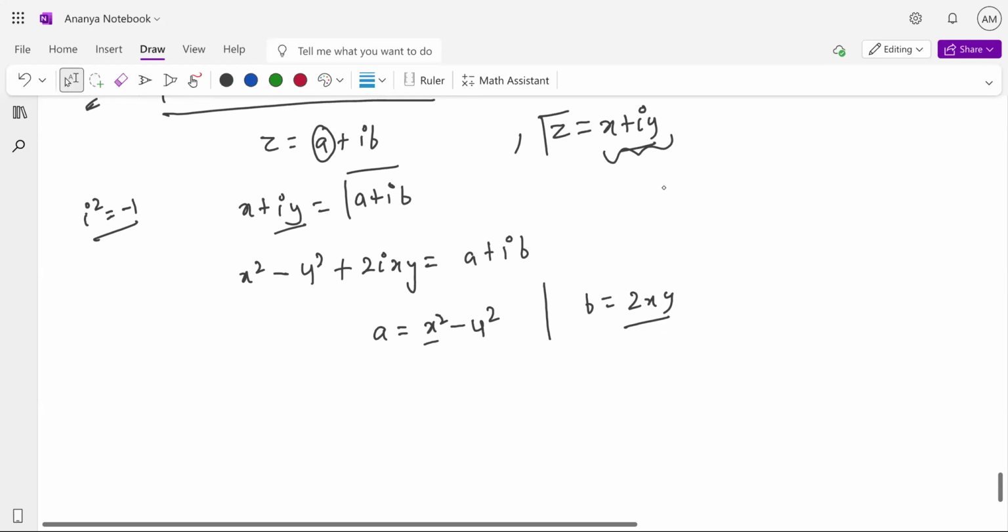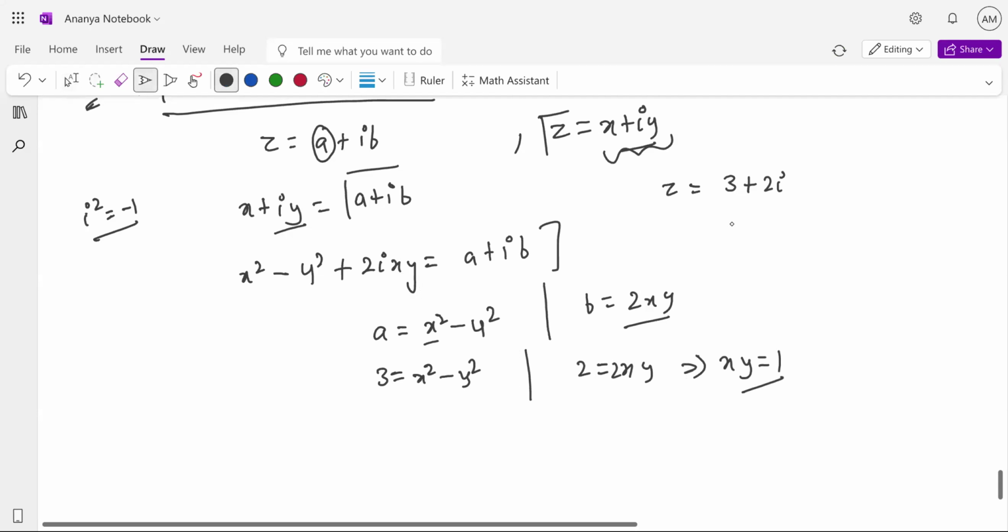For example, z is given as 3 plus 2i, okay? And you have to get me the root of this z. Whatever we have done so far will still be the same. You can see finally I'll be having a equals to x square minus y square, b equals to 2xy. So I can say 2 equals to 2xy, so xy is equals to 1. Can I say this? You just have to take one value from here. Let's say I'm saying y equals to 1 by x.